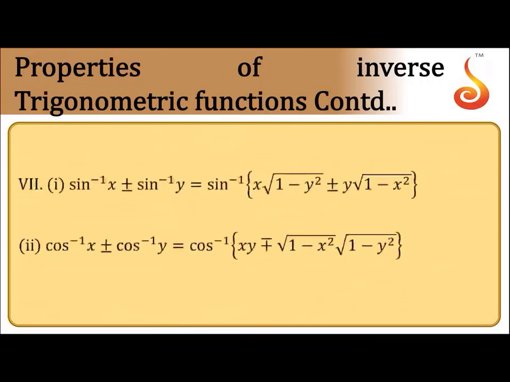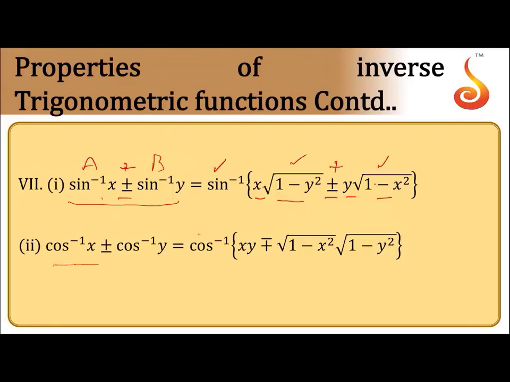In the same lines, we could also express sine inverse x plus sine inverse y. If it is a positive sign, take it as positive here; if it is a negative sign, take it as negative here. We know that for a plus b, sine of a plus b is written as sine a cos b plus cos a sine b. So x into root 1 minus y square plus y into root of 1 minus x square.